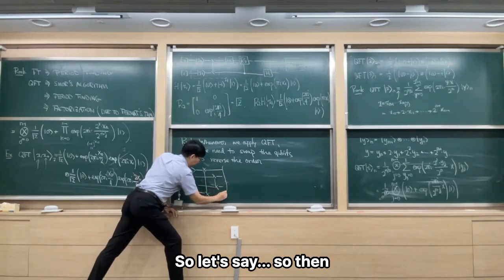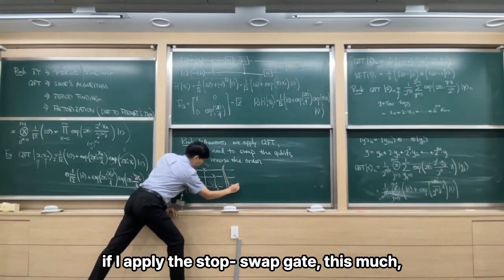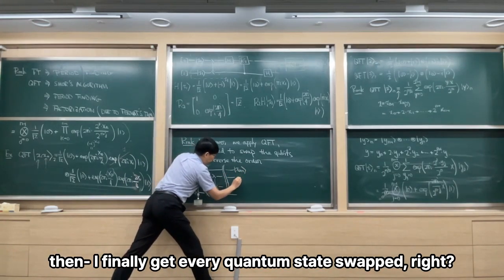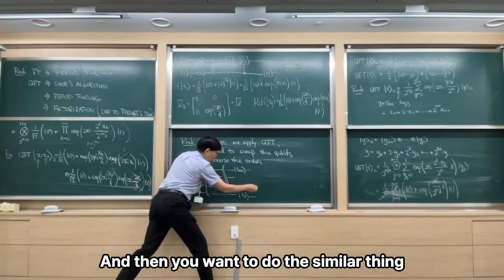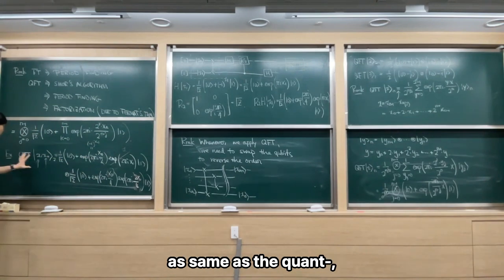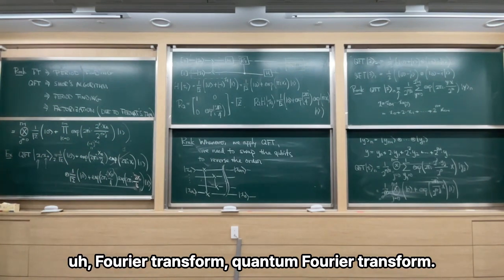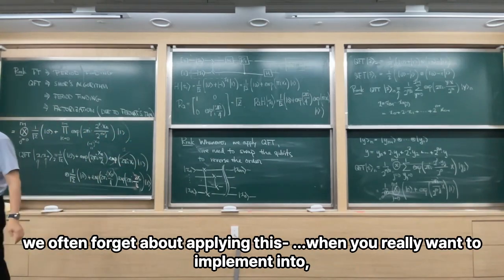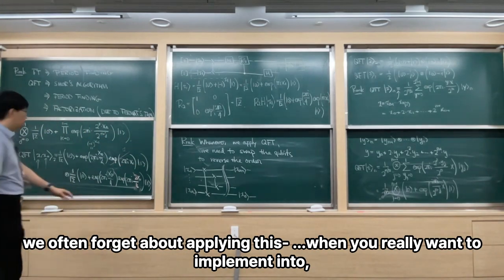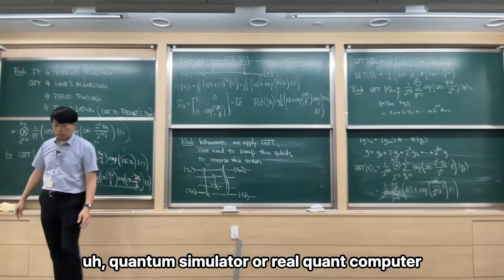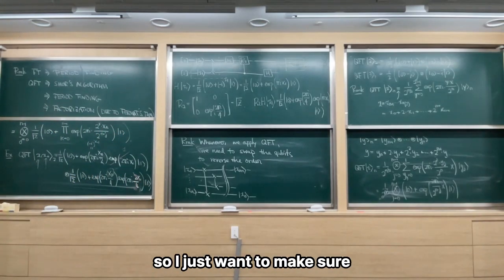So then if I apply the swap gates this many times, I finally get every quantum state swapped, right? And then you want to do the similar thing I just showed you here to make the state the same as the quantum Fourier transform. The reason I emphasize this is that we often forget to apply this when we really want to implement the quantum Fourier transform on a quantum simulator or a real quantum computer. So I just want to make sure that you don't forget.